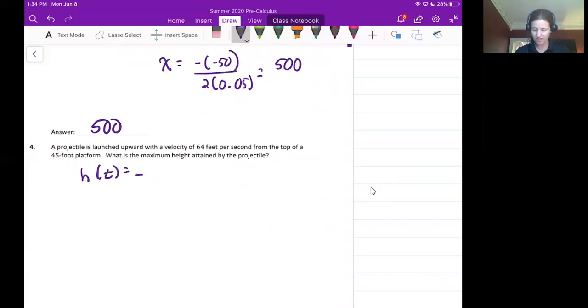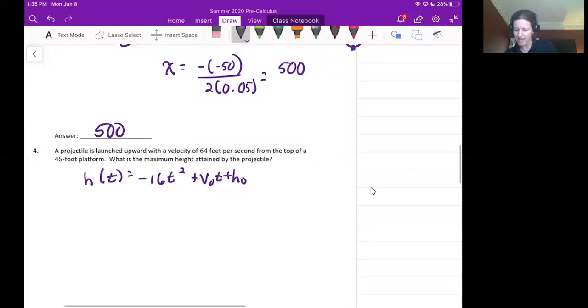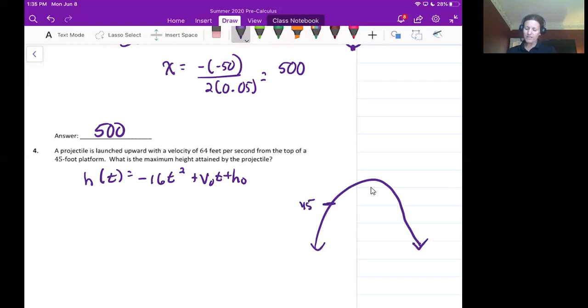And last but not least, on this one, you're going to need the height function. The height function is negative 16t squared plus v naught t plus h naught, which if you remember correctly, we did when we did quadratics back in, I believe it was, 1.7. And here we've got a projectile launched with a velocity. This is what our projectile is doing. We're launching it from 45 feet up, and we want to know the maximum height. So we want to know the y value of the vertex.